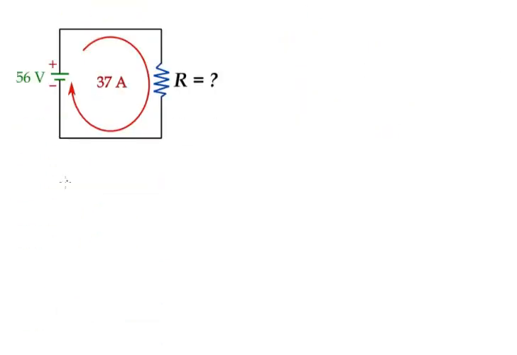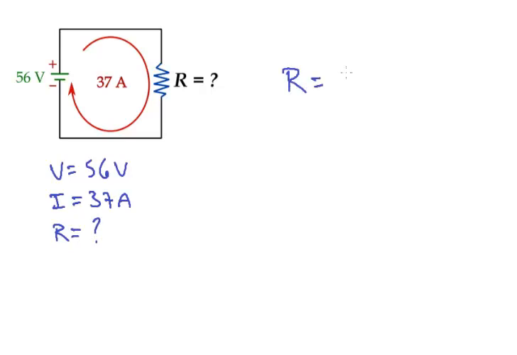Next, we are looking for the resistance now. We know the voltage is 56 volts. We know the current is 37 amperes. And we're looking for the resistance. So how do you find resistance? Well, it's voltage divided by the current.